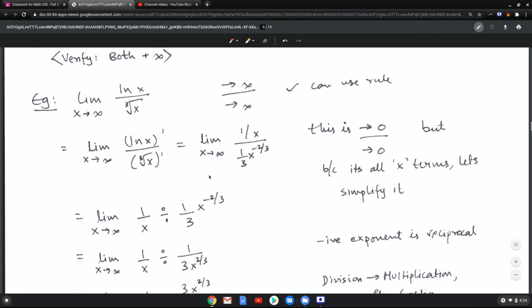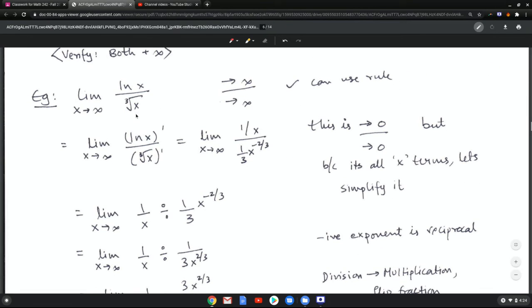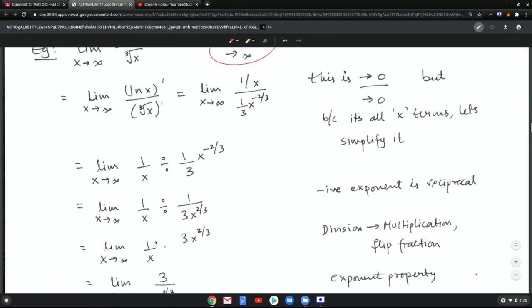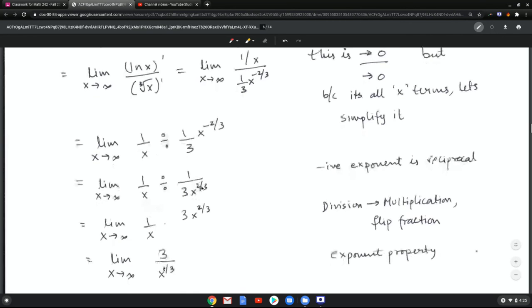Here's another problem, log x over cube root of x. So again, essential step, you can use the rule, take the derivative, and you end up with 1 over x and 1/3 x to the negative 2/3, which is now 0 over 0. So it's still indeterminate, but because these are all x terms, let's try to simplify them first. It's 1 over x divided by 1 over 3x to the negative 2/3, which becomes 1 over x divided by 1 over 3x to the 2/3, because that's a negative exponent.